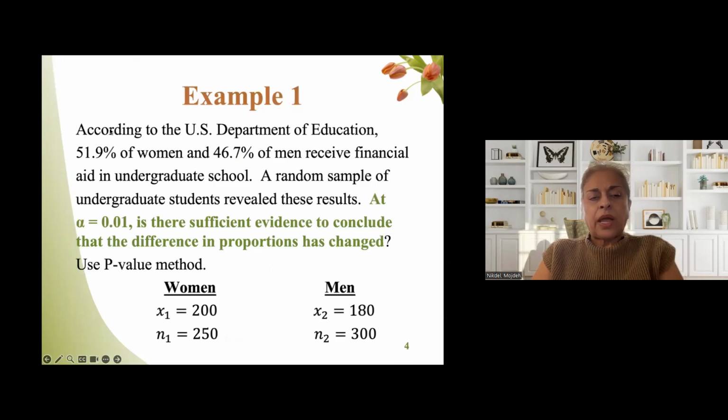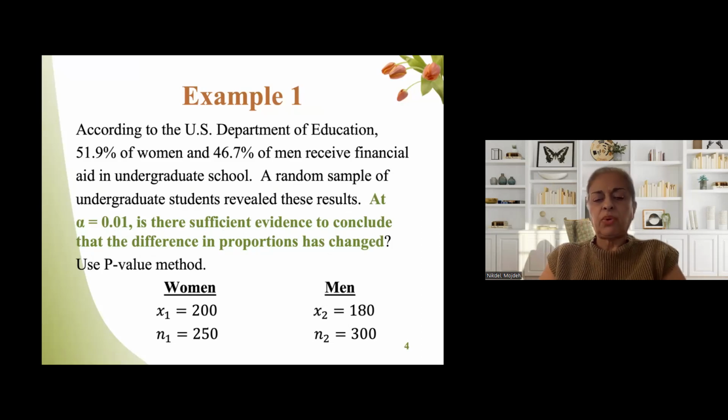According to the U.S. Department of Education, 51.9% of women and 46.7% of men receive financial aid in undergraduate school. A random sample of undergraduate students reveals this result. Women, sample size 250. We talked to 200 of them. Men, sample size 300. We talked to 180 of them. At alpha equal to 0.01, is there sufficient evidence to conclude that the difference in proportion has changed?